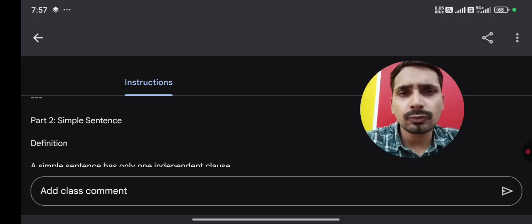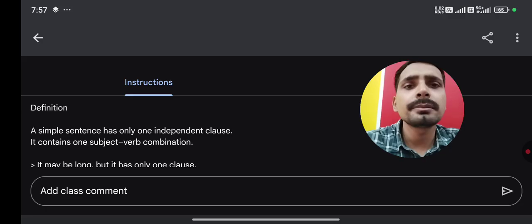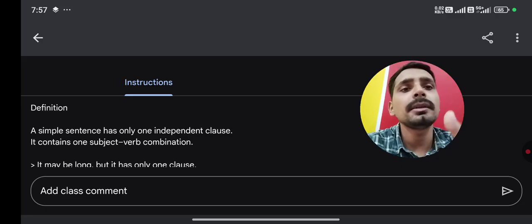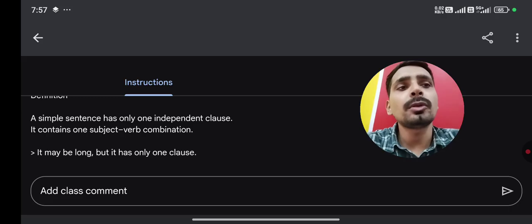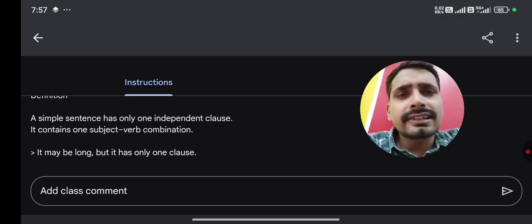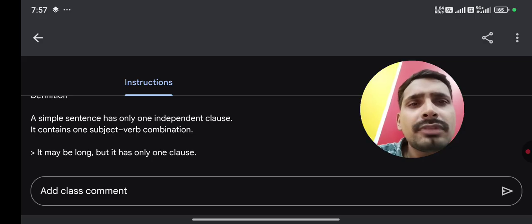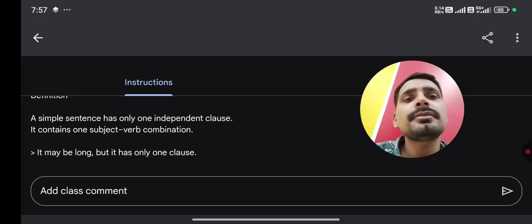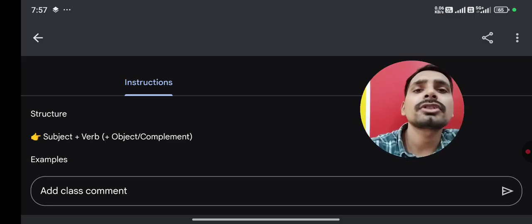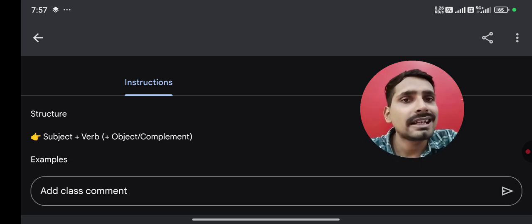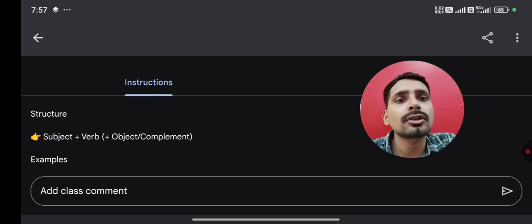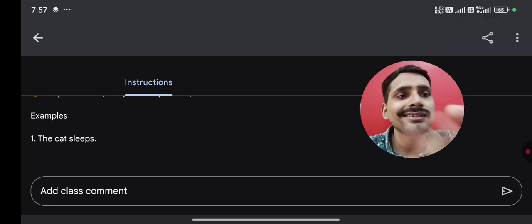Chalo, simple sentence. What is the definition of a simple sentence? A simple sentence has only one independent clause. It contains one subject and verb combination. It may be long, but it has only one clause. Length doesn't matter, but it has only one single clause. What is the structure of a simple sentence? It has a subject, plus a verb, plus an object or a complement or a predicate, as we say in state board.